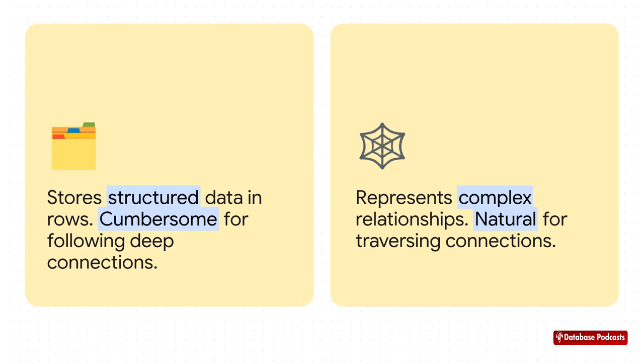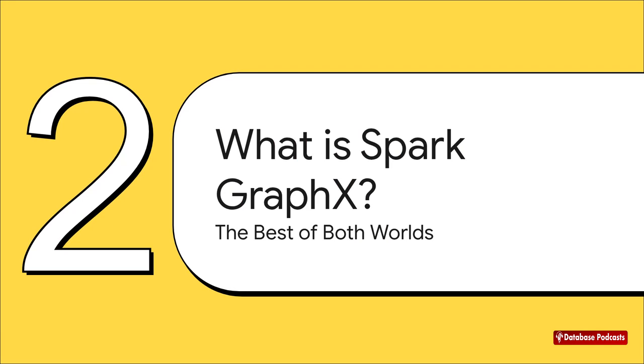Look, this isn't about one being better than the other. It's all about using the right tool for the job. Relational databases are absolutely fantastic for organizing data neatly into tables, but when the relationships between your data points are the most important part of the story, that's where a graph just feels right. It's what they're built for. So, if tables are great for structured data and graphs are great for relationships, how in the world do you get the best of both, especially when you're dealing with massive amounts of data? Well, that is exactly where Spark GraphX comes in.